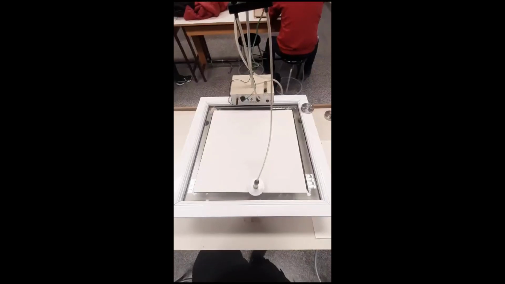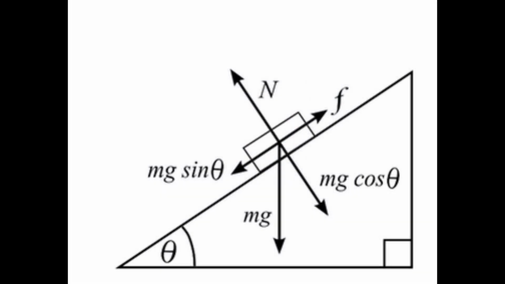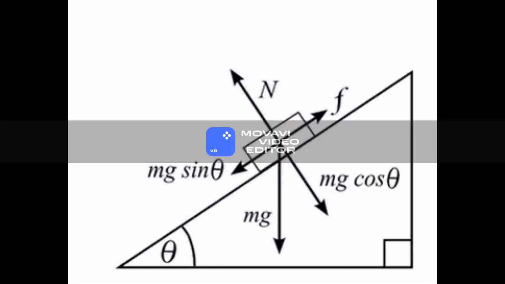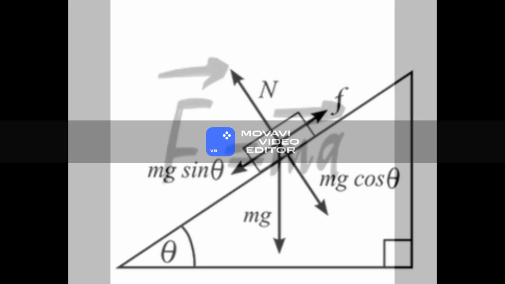And now we do our experiment. The spark timer prints data points on the paper as desired. The net force acting on the puck is the weight component along the inclined plane, as shown in the picture, because we ignored the friction force due to the use of an air table.